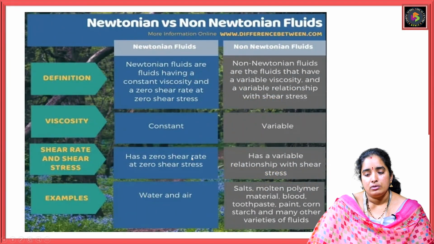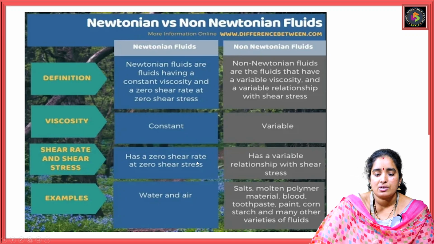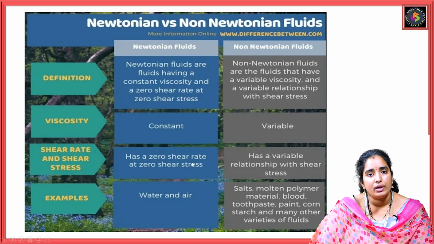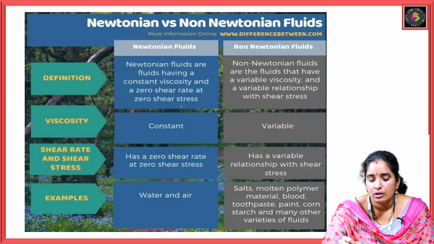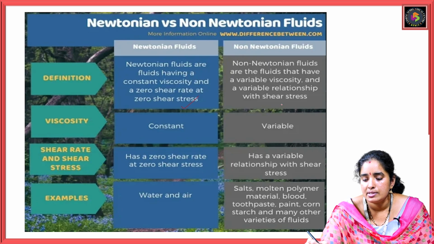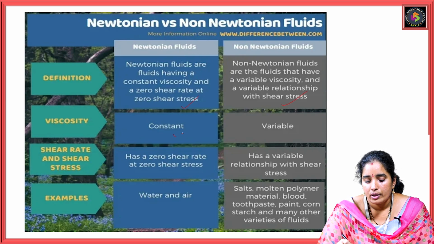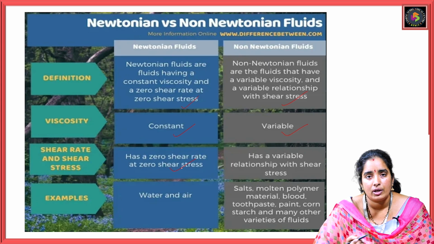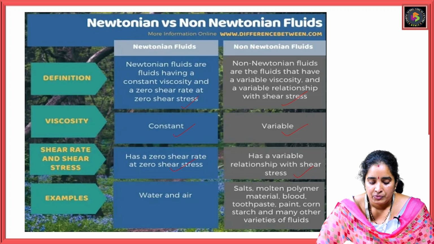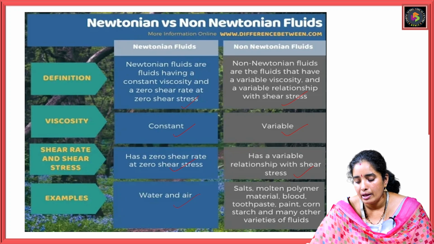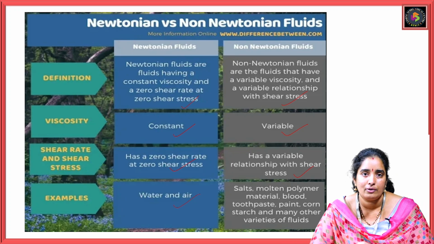I want to give a brief description of the differences between Newtonian and non-Newtonian fluids. For Newtonian fluids we have constant viscosity; here it is variable viscosity. Viscosity is constant versus variable. Shear stress and shear rate are directly proportional, with zero shear rate and zero shear stress at the origin. Here variable parameters are there. Examples: water and air.